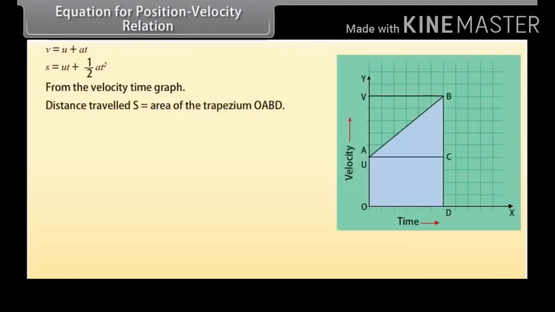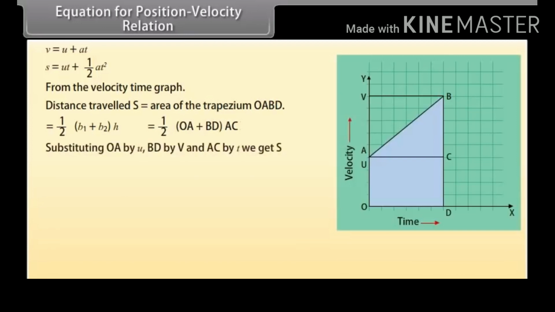From the velocity time graph, the distance travelled s equals the area of the trapezium OABD, which equals half into b1 plus b2 into h, that is half into OA plus BD into AC. Substituting OA by u, BD by v and AC by t, we get s equals half into u plus v into t, equation 1. But we know that a equals v minus u by t, or t equals v minus u by a.